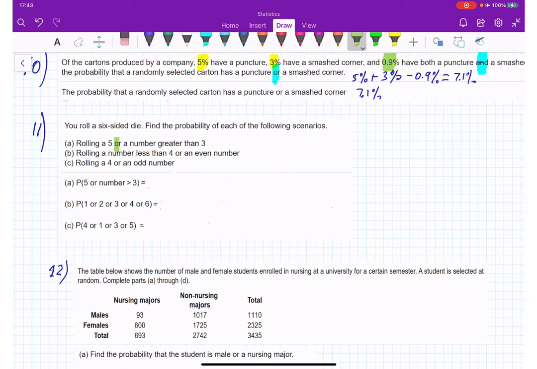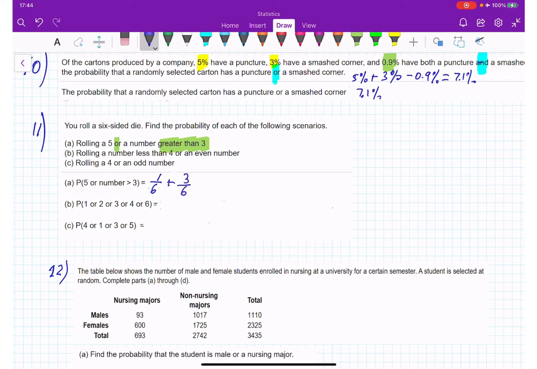When we're dealing with probability, it doesn't matter whether it's 5, 4, or 3. What matters is how many. So we have 5, which is 1. Probability is going to be 1 over 6, right? Because in total we have 6. And then greater than 3, it's going to be a different story. How many do we have greater than 3? 4, 5, and 6. 3 of them, right? So it's going to be plus 3 over 6.